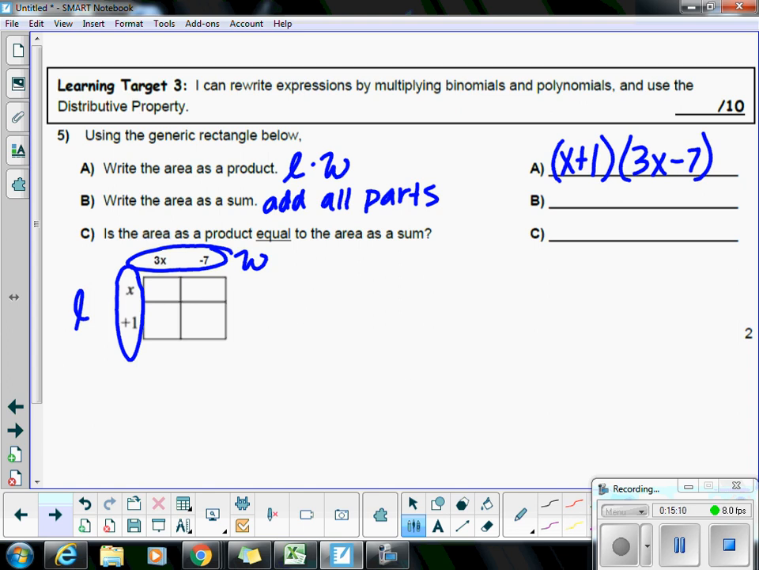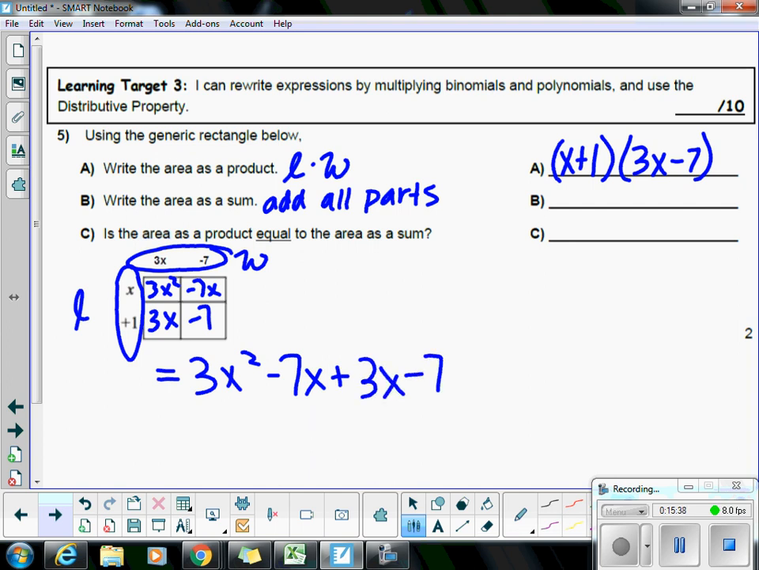So we have 3x times x, which gives me 3x squared. Then I have x times negative 7, which gives me negative 7x. 3x times 1, which is still 3x. And negative 7 times 1, which is still negative 7. So now the sum is when we add all these parts together. 3x squared minus 7x plus 3x minus 7.